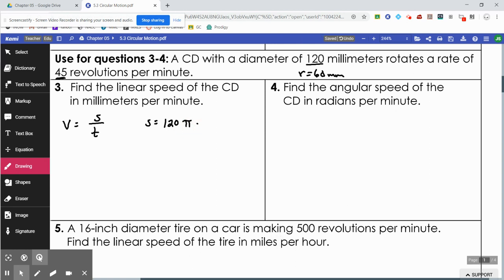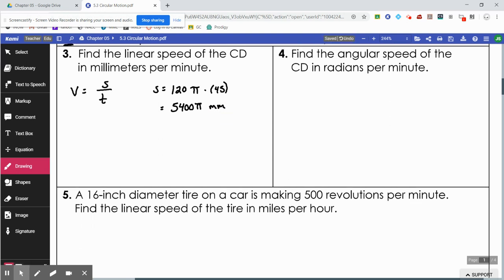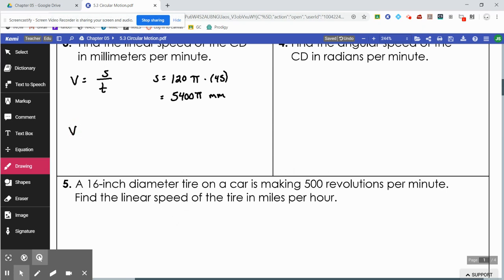However, this goes around in 1 minute, it goes around 45 times. So in that single minute, we rotated a total distance of 120 pi times 45, which is 5,400 pi, and that again was in millimeters. And that's the distance that we rotated in that 1 minute. So therefore our velocity would be that distance, 5,400 pi millimeters per minute, because that's how far we're traveling each minute.